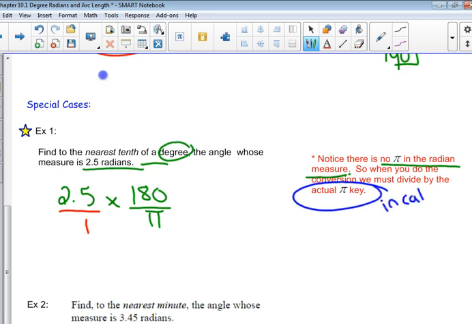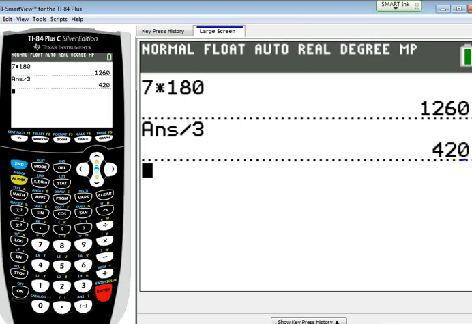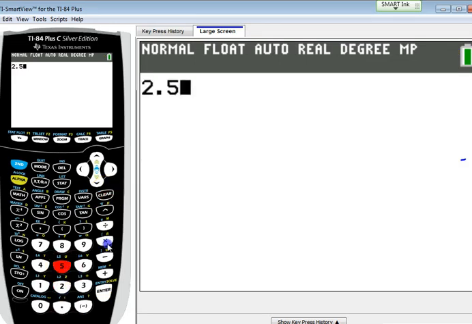Is this supposed to be in a fraction? Since you want it, you can leave it as a fraction if they said it was an option, but they want you to go to the nearest 10th, so you actually do have to divide it. So what we're going to take is 2.5 times 180.